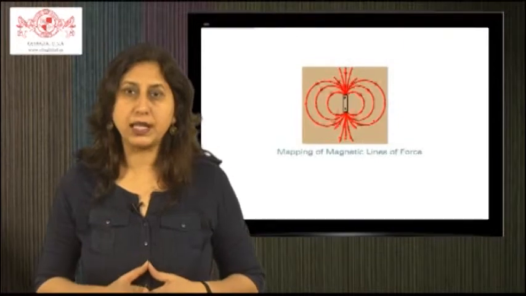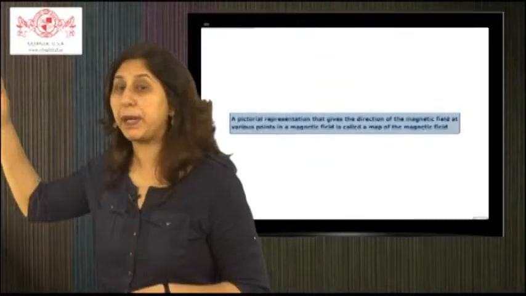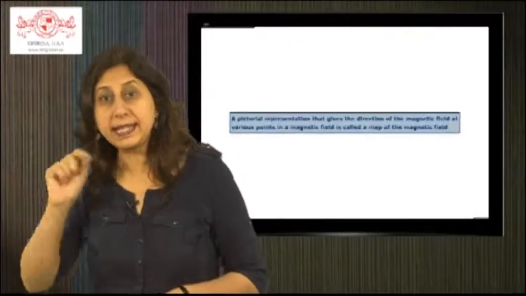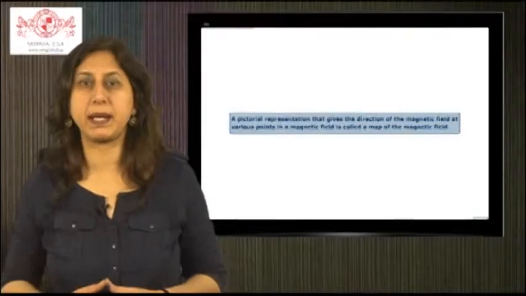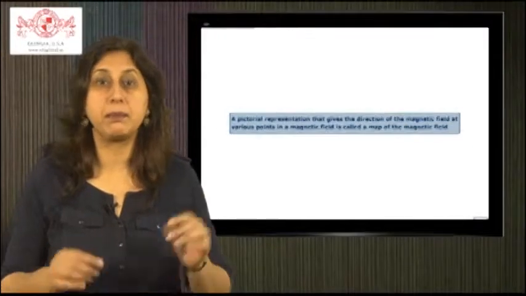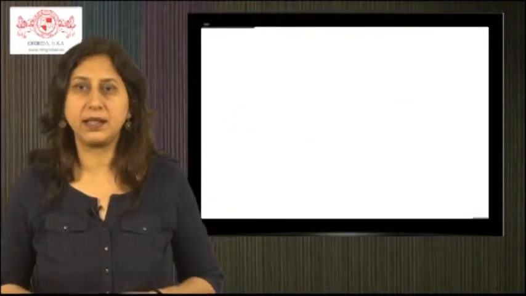Let us now take a look at the mapping of magnetic lines of force. A pictorial representation that gives the direction of the magnetic field at various points in a magnetic field is called a map of the magnetic field. Let us try mapping the field using a compass. A compass is a small magnetic needle enclosed in a brass case with a glass top.